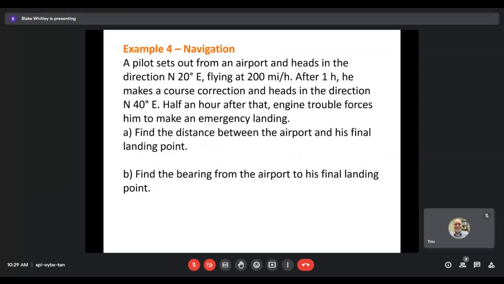All right, so example 4. A pilot sets out from an airport and heads in the direction north 20 degrees east, flying at 200 miles per hour. After 1 hour, he makes a course correction and heads in the direction north 40 degrees east. Half an hour after that, he has engine trouble that forces him to make an emergency landing. We want to find the distance between the airport where he started and his final landing point. Now, I'm going to definitely sketch a picture of this one to help us see what we're actually looking at.